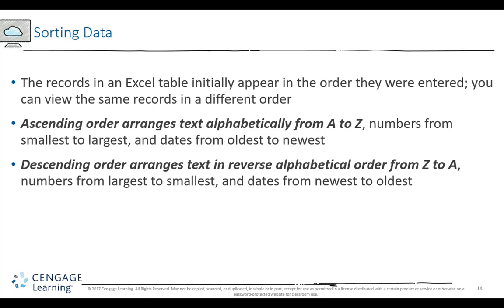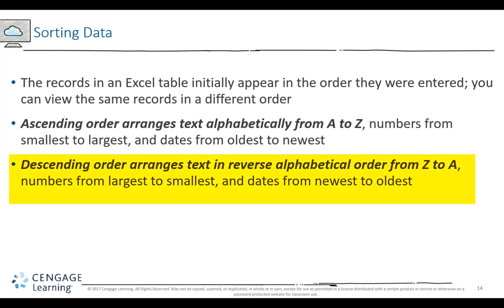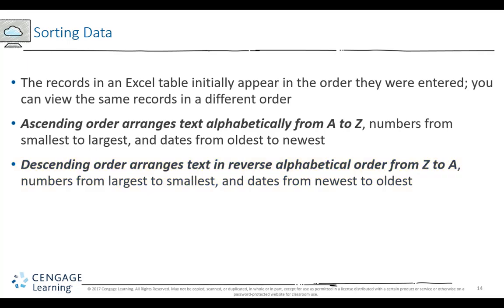The records in an Excel table initially appear in the order they were entered. You can view the same records in a different order. Ascending order arranges text alphabetically from A to Z, numbers from smallest to greatest, and dates from oldest to newest. Descending order arranges text in reverse alphabetical order, numbers from largest to smallest, and dates from the most recent to the oldest.